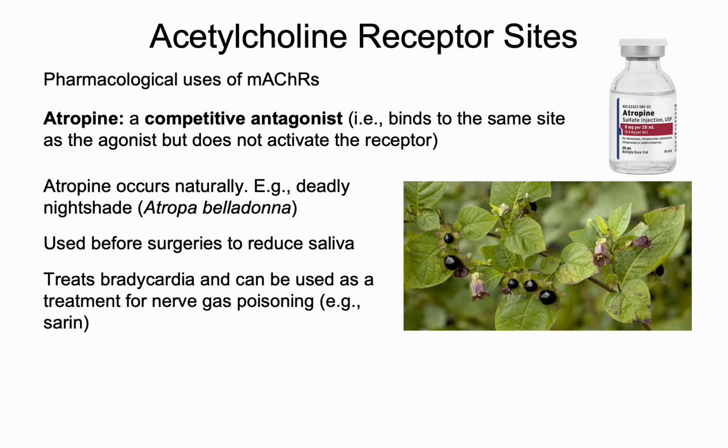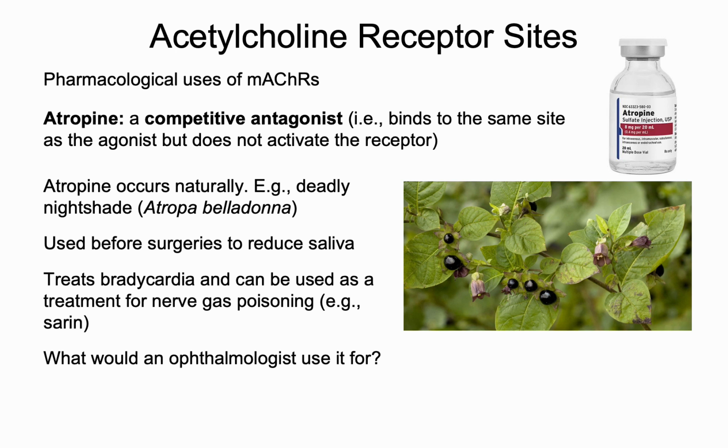And so atropine is a competitive antagonist. So with this buildup of acetylcholine, a little bit of atropine can help compete with acetylcholine, rendering essentially many of the receptors unresponsive to acetylcholine because atropine has filled up the spot and acetylcholine can't bind to the receptors anymore.